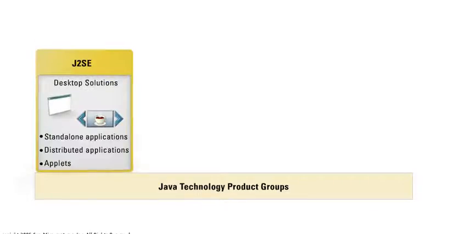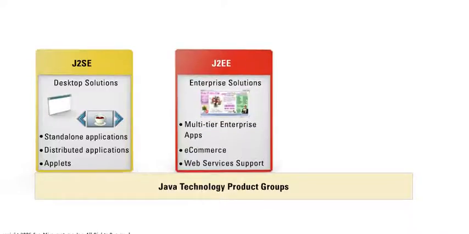The first is the J2SE. That stands for Java 2 Standard Edition. Now using this, you can build desktop solutions, such as standalone applications like your word processor and spreadsheet, or distributed applications and applets. The second product group is the J2EE.